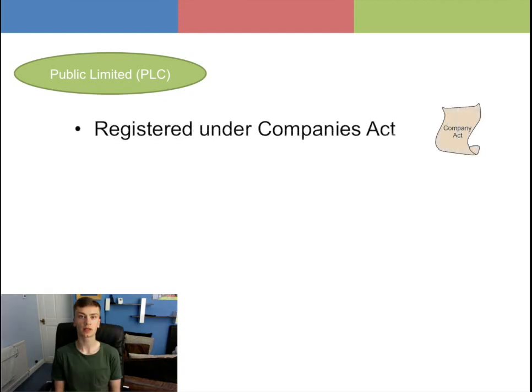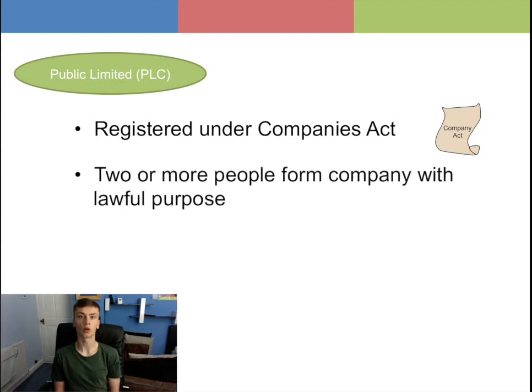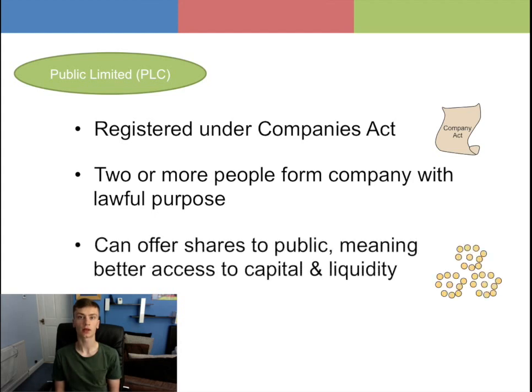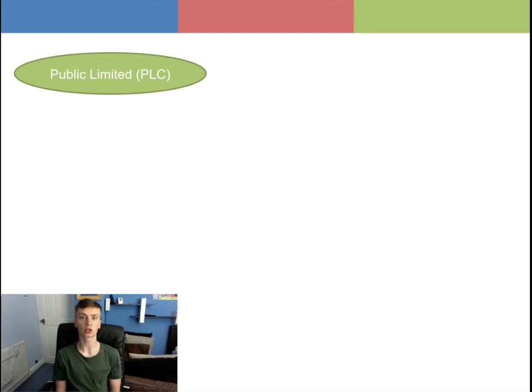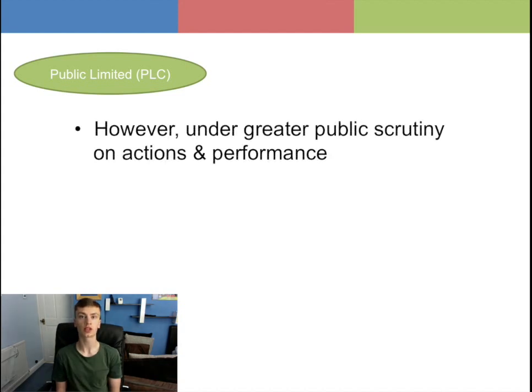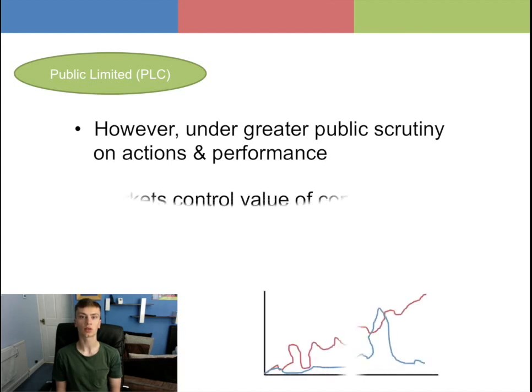Now, the final type is a public limited company. This is where a business is registered under the Companies Act and where two or more people are required to form the company, assuming it has a lawful purpose. It can offer shares to the public on the stock exchange, which can mean the company has better access to capital and liquidity through selling shares. Although this is good financially, the company will be under greater public scrutiny on their actions and performance, and the financial markets will control the value of the company through trading the shares.